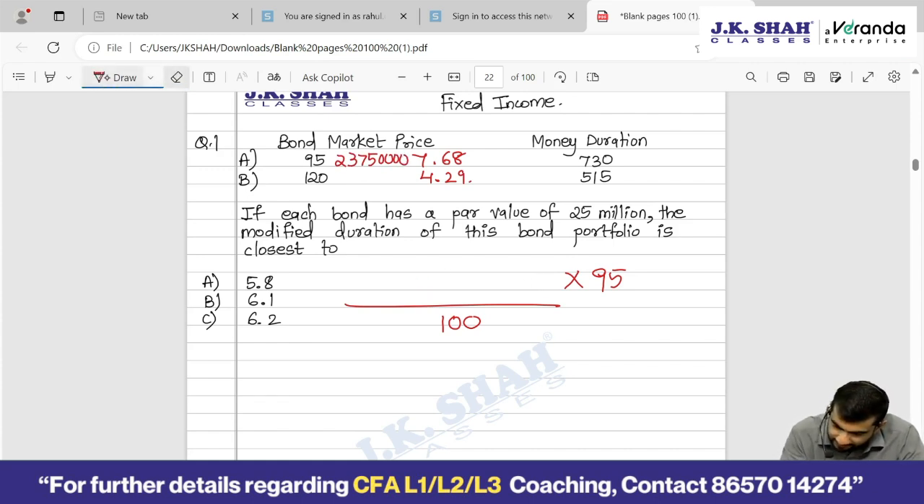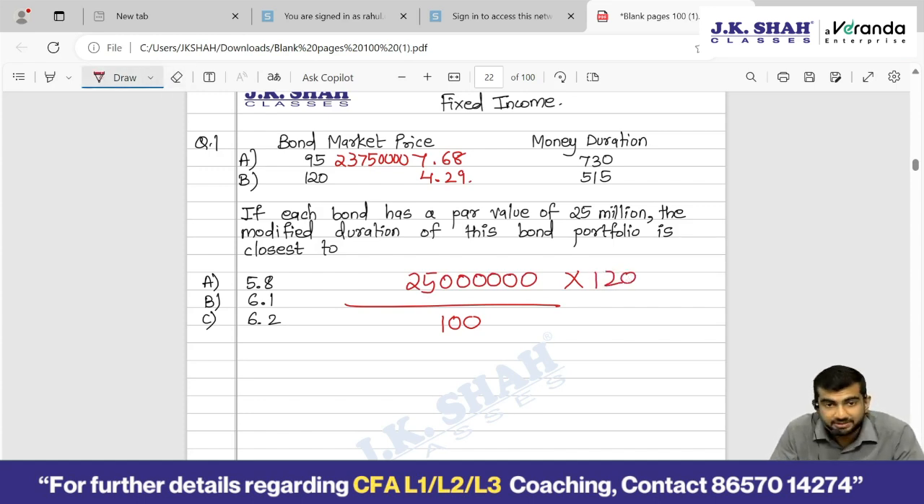Total par value 25 million. Divide by 100 times 120. 100 because it's the par value of each bond. In absence of info, you have to assume 100. Divided by 100 times 120 will be how much then? 30 million. Exact 30 million. 30 and 6 zeros. So total is how much? 5375 followed by 4 zeros. Now can you calculate the weights?